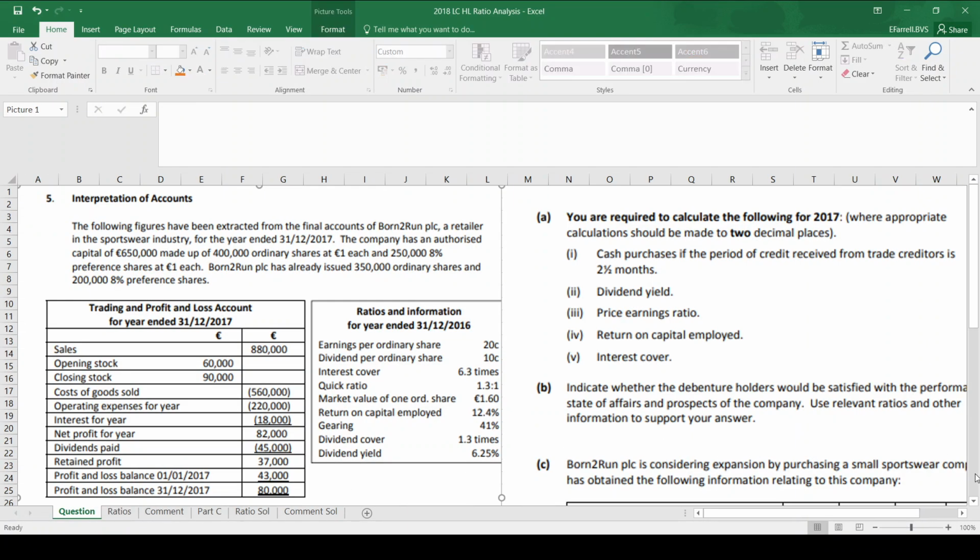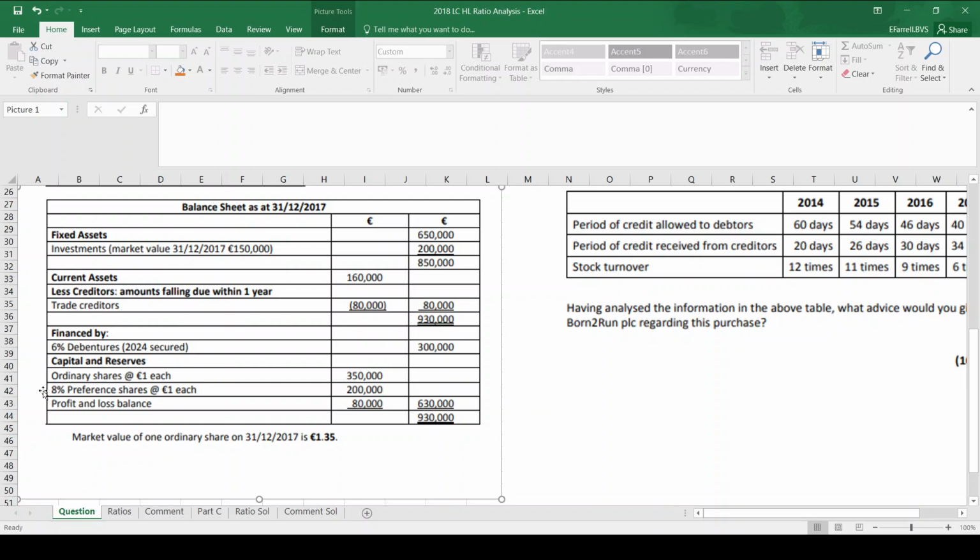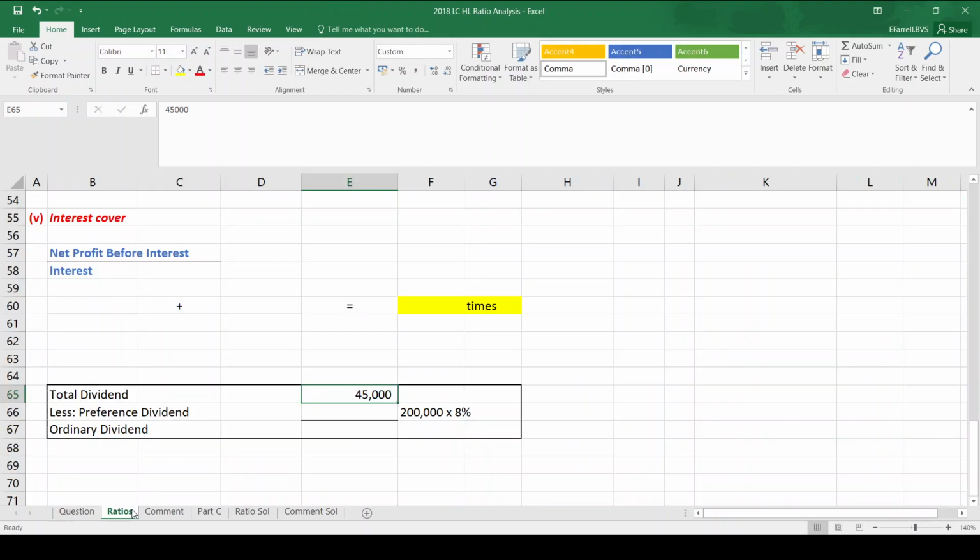From the information we're given at the bottom of the balance sheet, we can work out the preference dividend because there are 8% preference shares, 200,000. So 200,000 shares and they get a dividend of 8%. So the preference dividend is 200,000 by 8%, which comes to 16,000, and the difference has to be the ordinary dividend, which is 29,000, because they must add up to the 45.